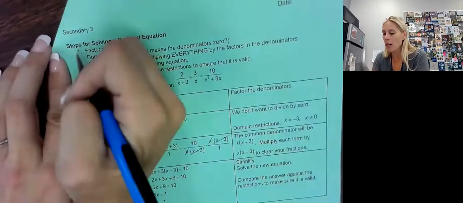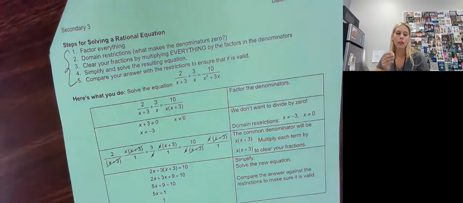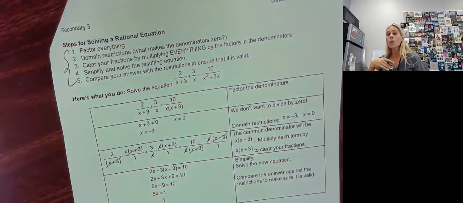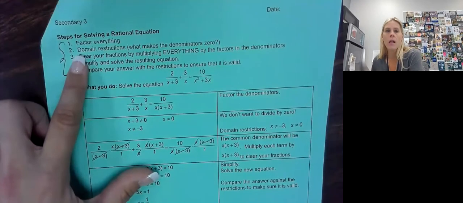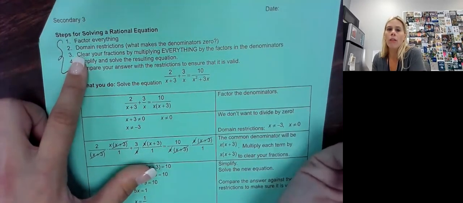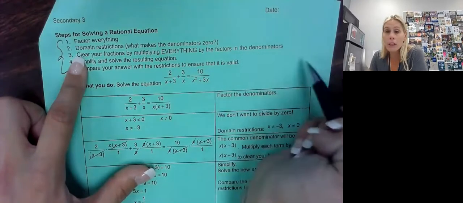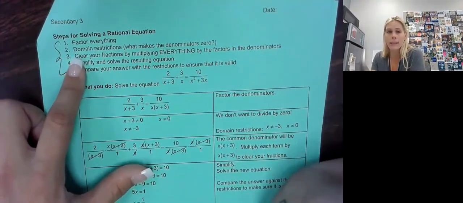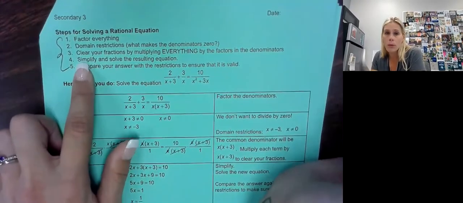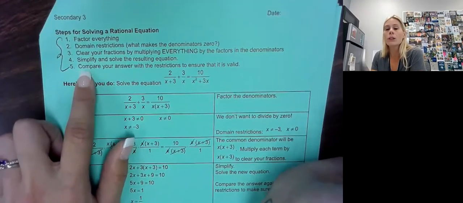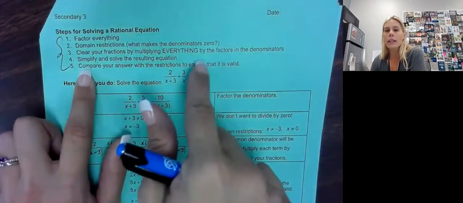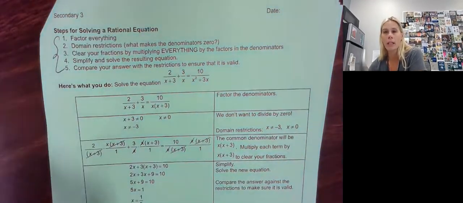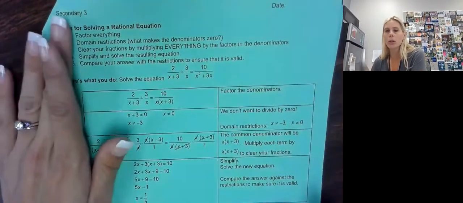When we're actually solving, as you can see here are our steps that you can follow each time. We're going to factor everything. We're going to find our domain restrictions. Then what we're going to do is clear the fractions pretty much by common denominators, which we just did in the last section. And we're going to look at the numerator and simplify it, resulting in an x equals. Then we compare our answers with the restrictions to make sure everything works. So here's an example I'll show you together.